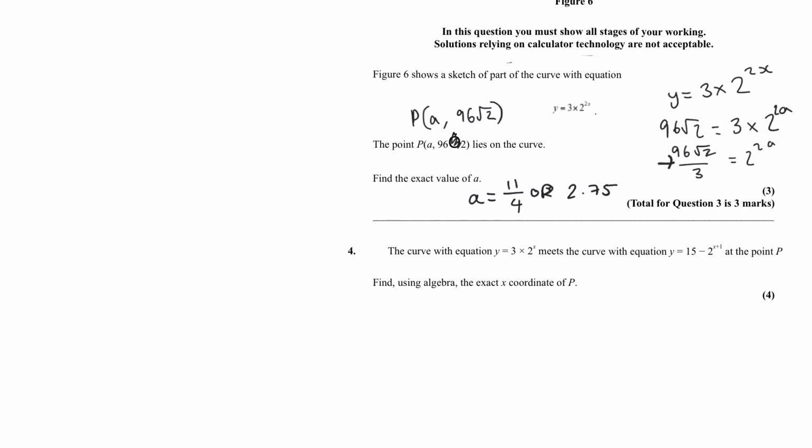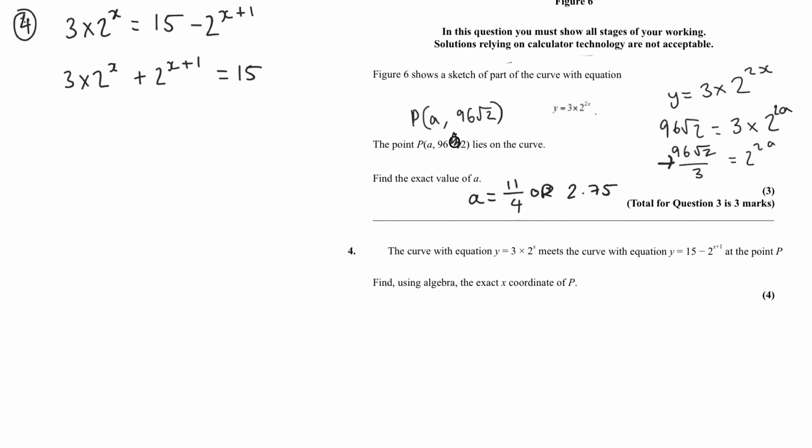If both of these equations are going to meet at the same point, the best thing realistically is to make the equations equal to each other. So we're going to make 3 times 2 to the x equal to 15 minus 2 to the power of x plus 1. Now that we've made them equal, we're going to move the 2 to the power of x plus 1 to the same side as 2 to the x. So that will be 3 times 2 to the x plus 2 to the x plus 1 is equal to 15.